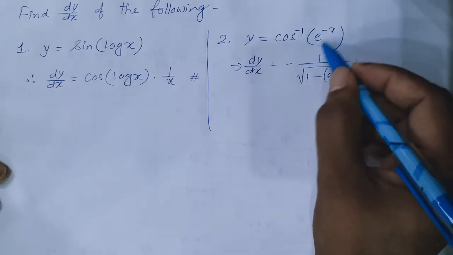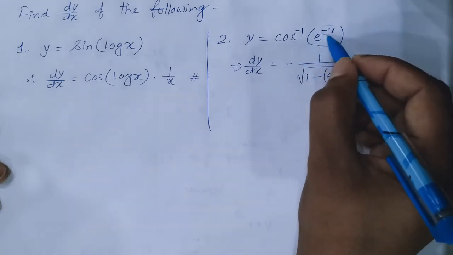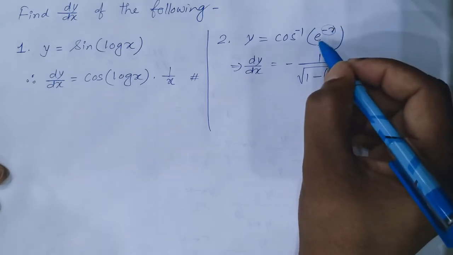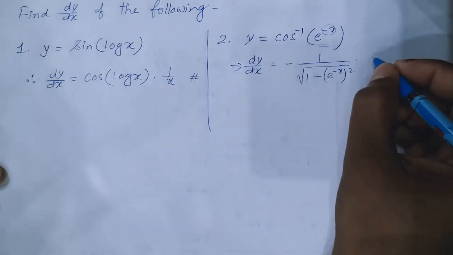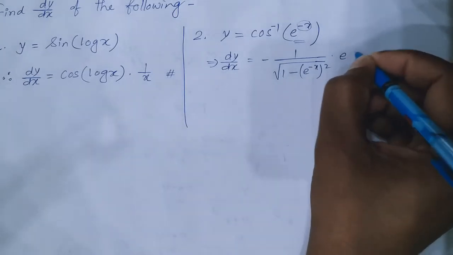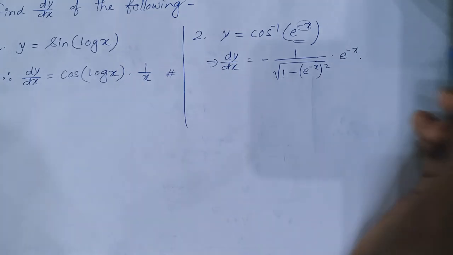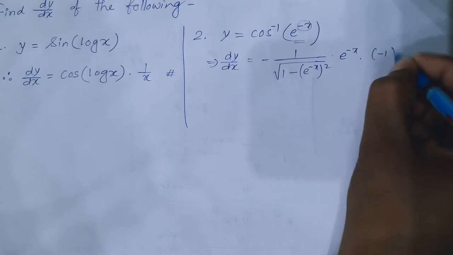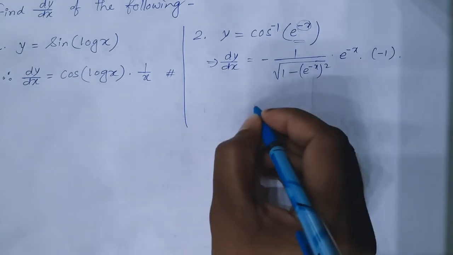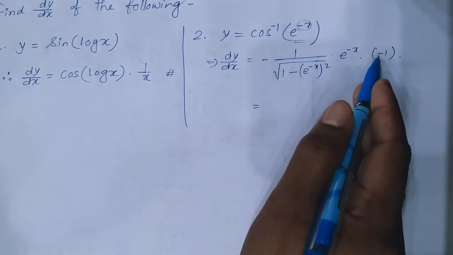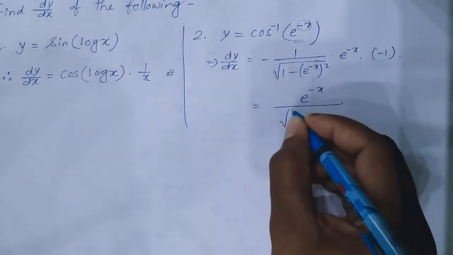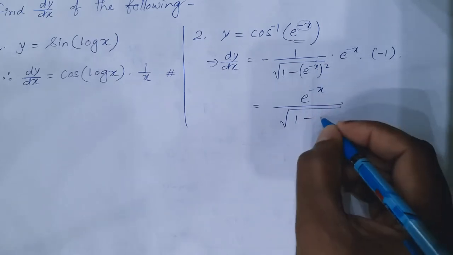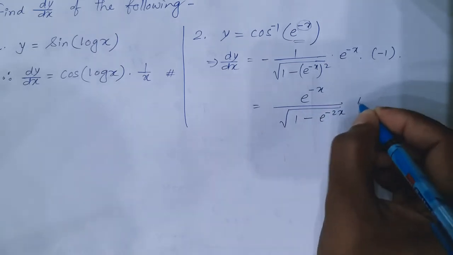Then go to the derivative of the e to the power function. You just take the main function, the exponential function, and the derivative of the exponential function is the function itself, that is e to the power minus x, then into the derivative of minus x by the chain rule, which is minus 1. So this minus and this minus make it positive, and the numerator is e to the power minus x, divided by the denominator root over 1 minus e to the power minus 2x. So you may leave the answer here.